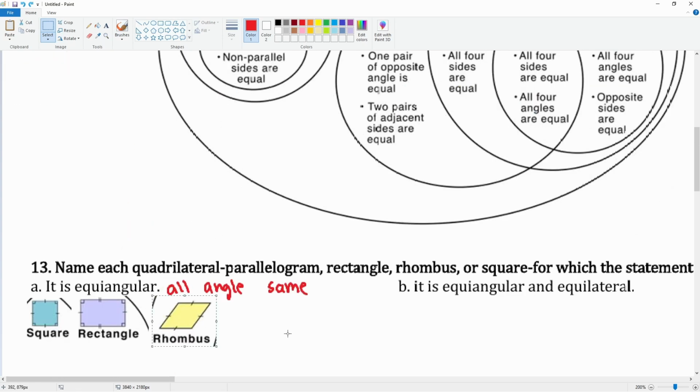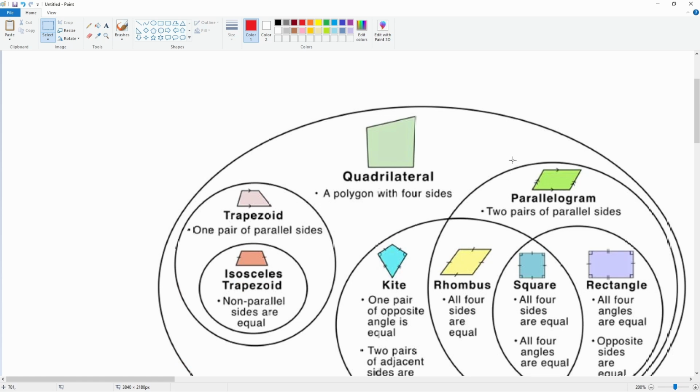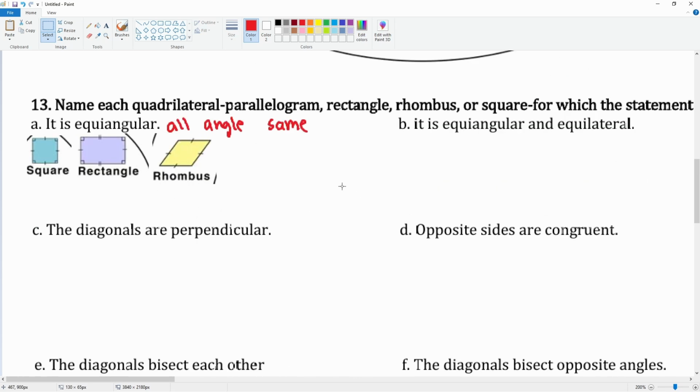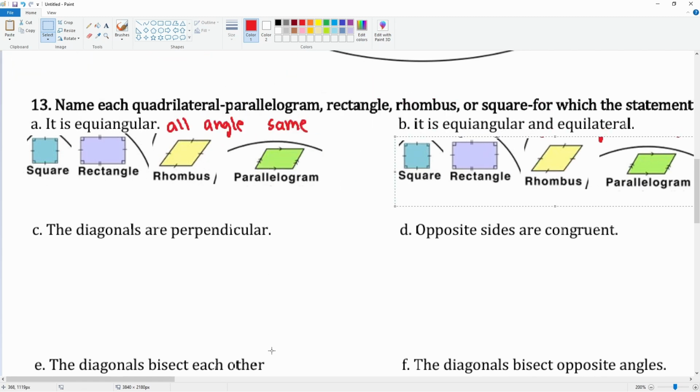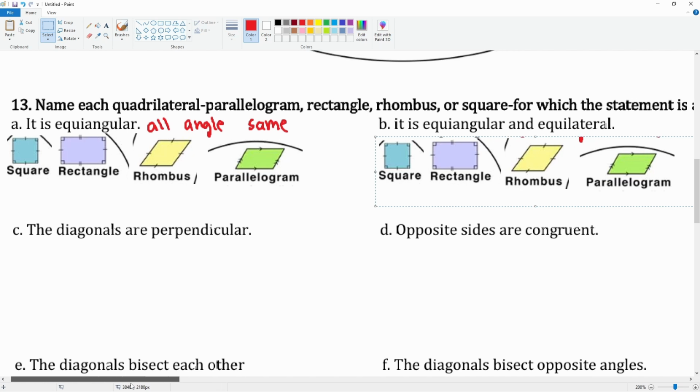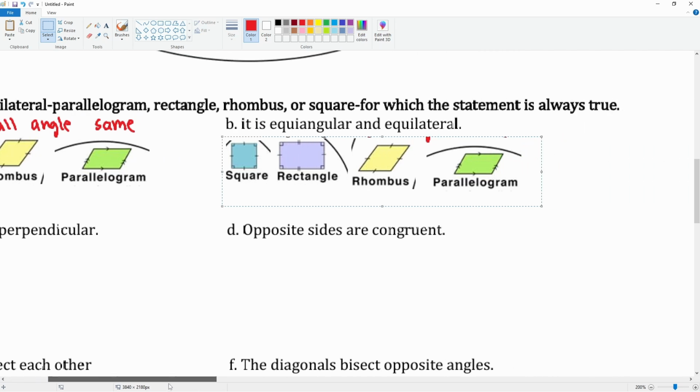So since it is a square, rectangle, and rhombus, we can say it's also a parallelogram. So these are all the four that are all equal angular. Well, B, it's equal angular and equal sides. So let's take a look, right? All four of them. So these are all the ones that are equal angular. They have all the same equal angles. But what do they have equal sides to?